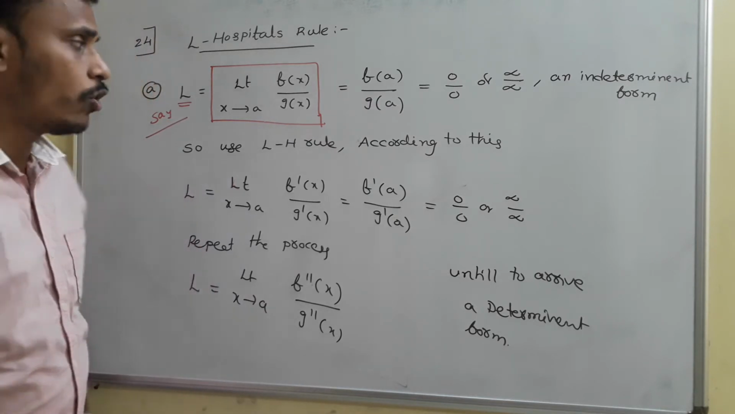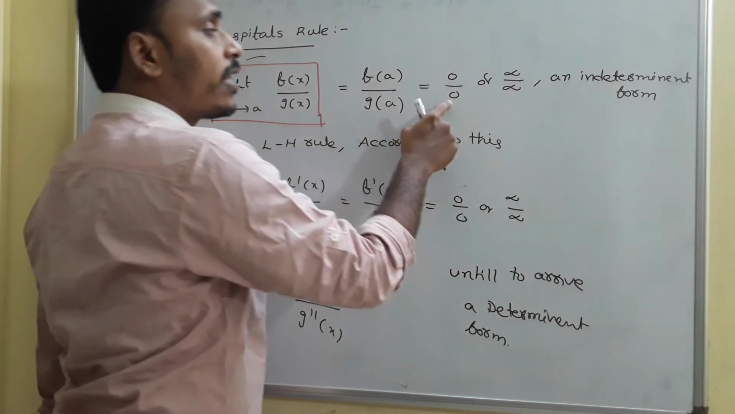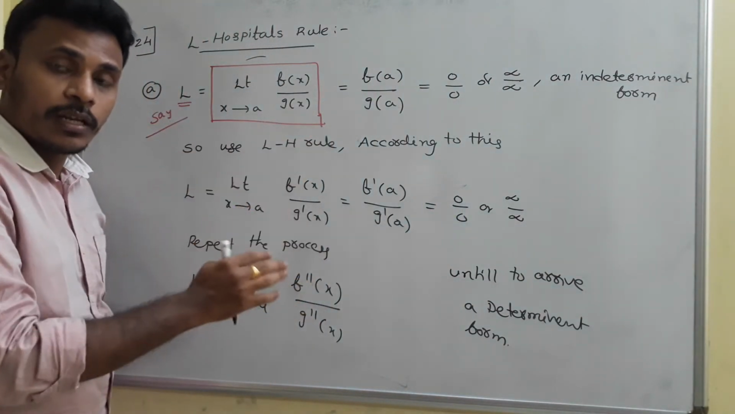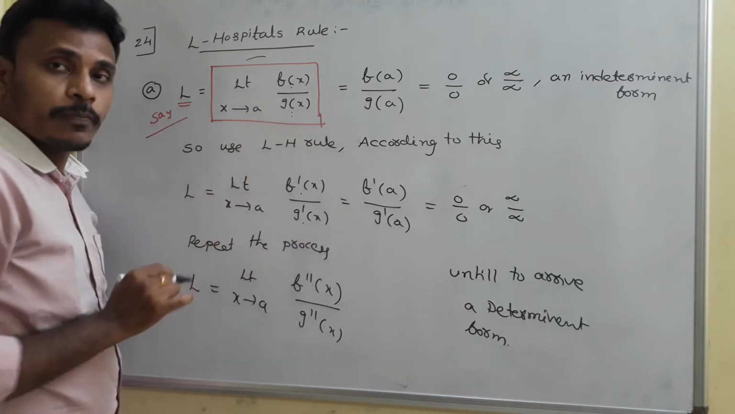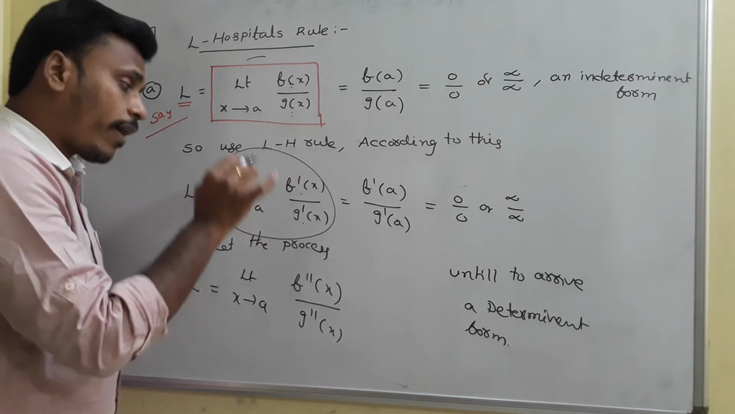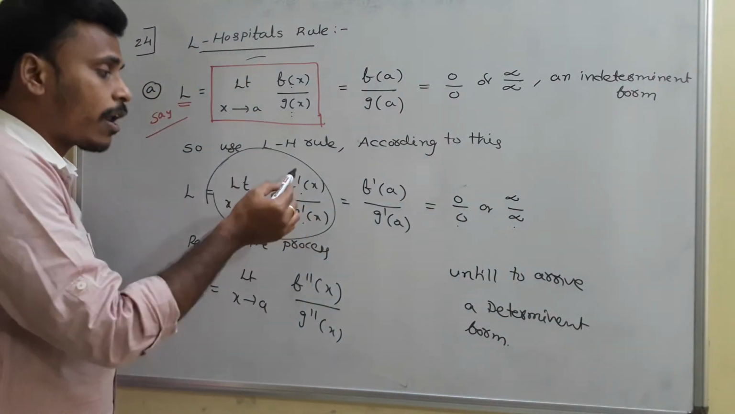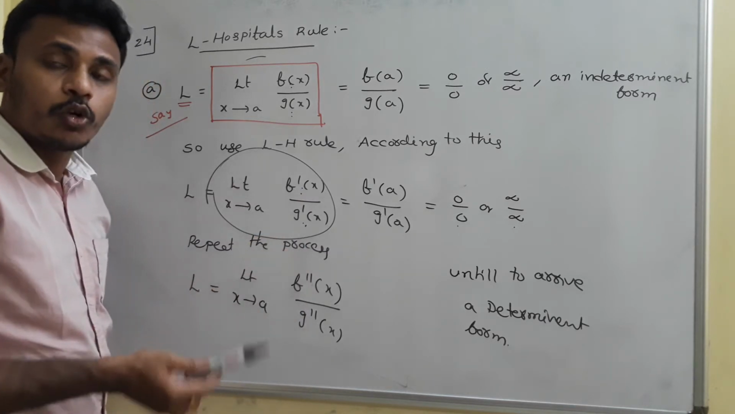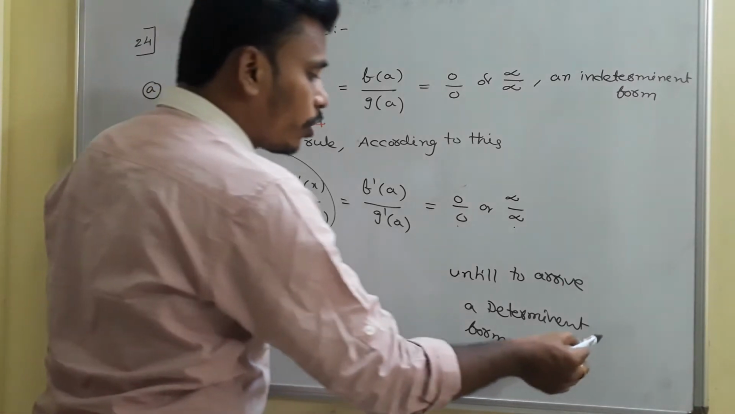Once again I repeat for you. If you are trying to find this limit value, substitute x with a directly. If it is either 0 by 0 or infinity by infinity, that is indeterminate. To avoid it, use L'Hospital. According to L'Hospital, write the derivatives of these two functions instead. Now calculate this limit value. If this is determinate, that is our answer. If again it is 0 by 0 or infinity by infinity, apply the same process again: the derivative of the numerator and the derivative of the denominator. Likewise, step by step, you need to find the derivatives of the numerator and denominator functions repeatedly until you reach a determinate form.